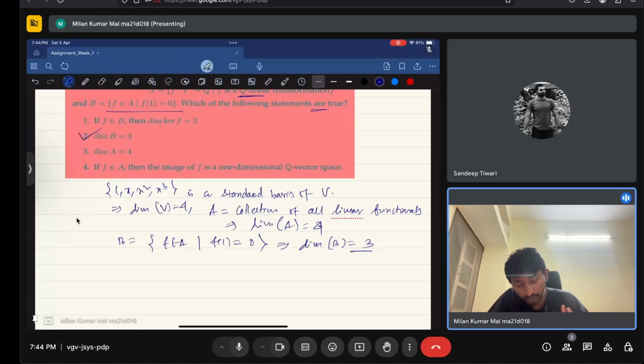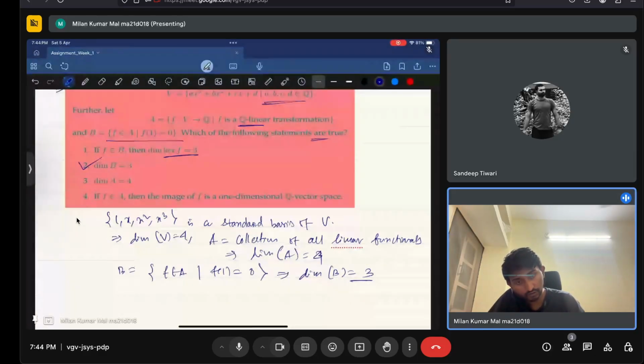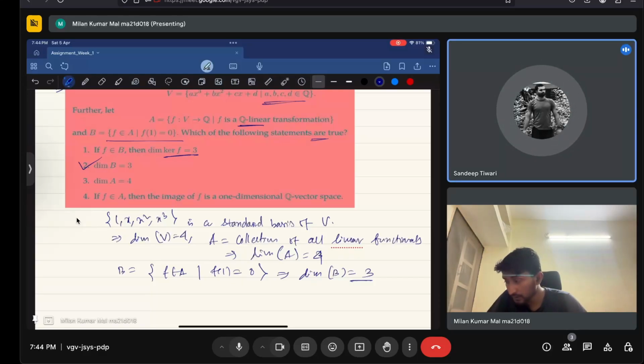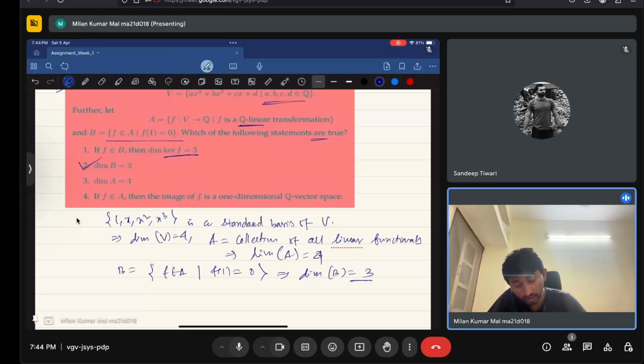If f belongs to V, the dimension of the kernel of f is equal to 3, that is also true, because f is a linear functional. Whenever f is a non-zero linear functional, the kernel will always have dimension 3 because the total dimension is 4. Obviously f is non-zero. Yeah, that's true.